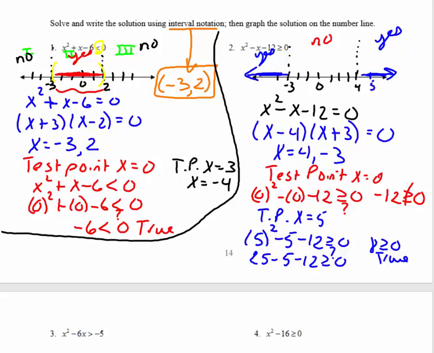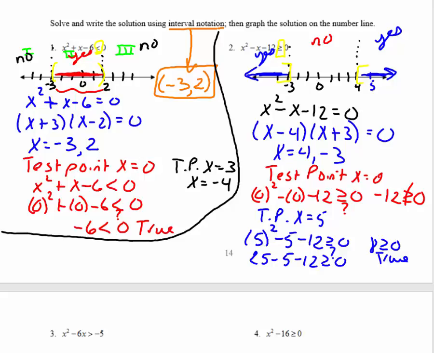So I'll need to shade this direction, put an arrow to the right, shade towards the left, and put an arrow. Then we have to decide, should we have brackets or parentheses? Well, looking at our inequality, we had the equal sign with it. So we should include those starting points. So bracket at 4, opening up towards the way you shade, and bracket at negative 3, opening up the way you should shade.